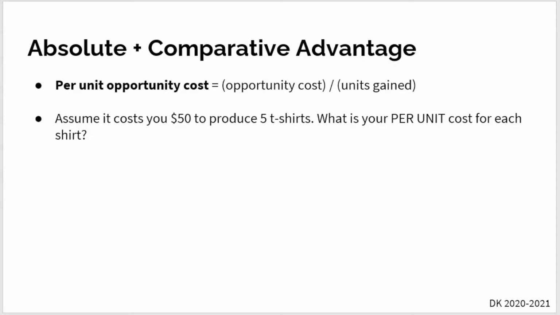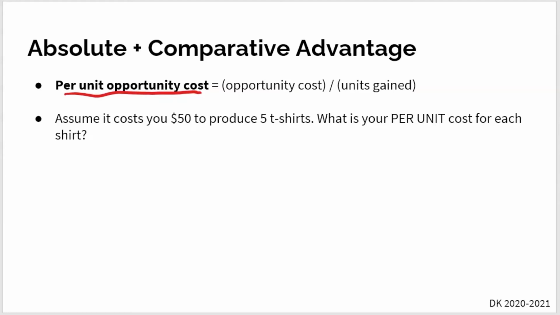So before we get on to the definitions of absolute and comparative advantage, we first have to talk about this idea of per unit opportunity cost. We already know what opportunity cost is, right? Opportunity cost is the next best thing you're giving up. So if you make a choice, the second option is going to be your opportunity cost. So your per unit opportunity cost is just the opportunity cost over the number of units gained.